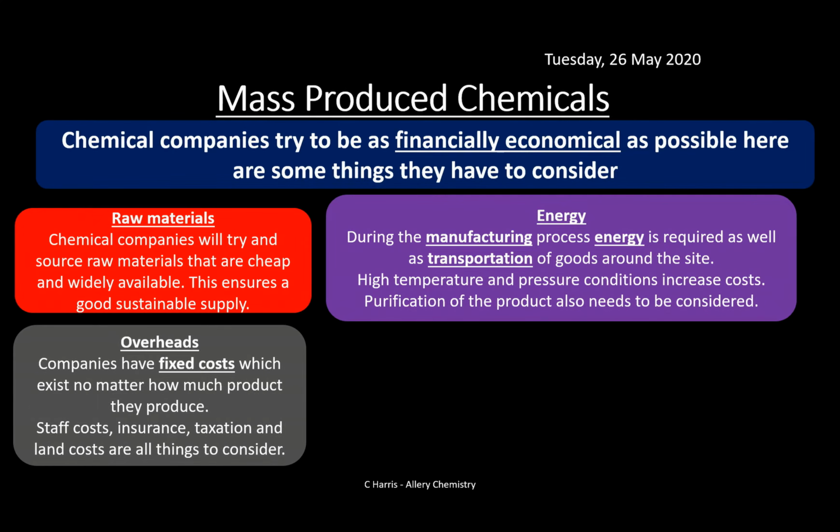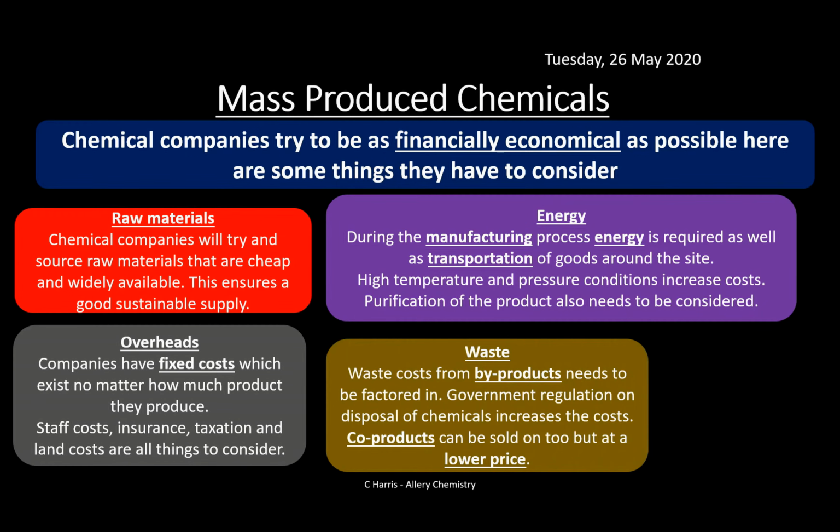Now, all companies have fixed costs. No matter what they produce, they'll have a fixed cost. That may be the cost of land, for example. They may be renting the land. They may have to pay business rates. They'll have a base cost for electricity and gas. They'll have staff, and staff need paying. So you have fixed costs, and no matter how much product they produce, they still have to cover this basic cost before they even start to make any profit. So there's various things there which can affect overheads.